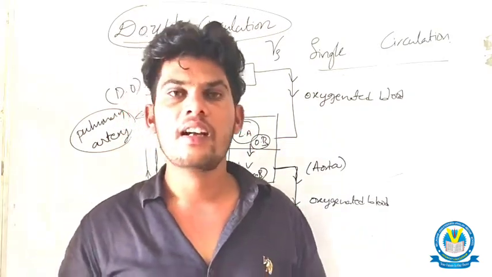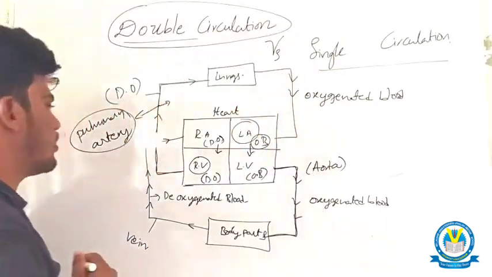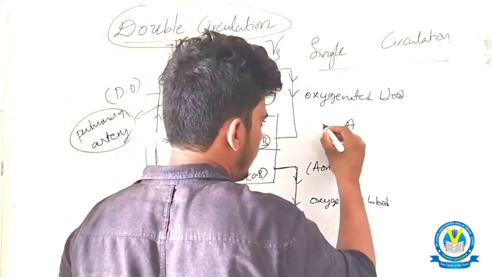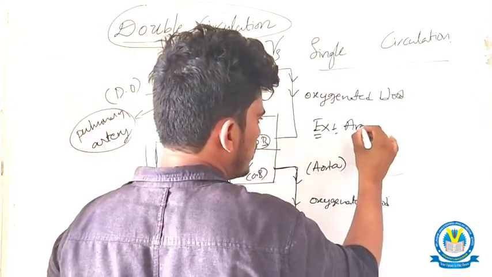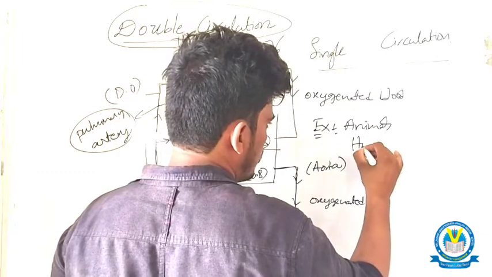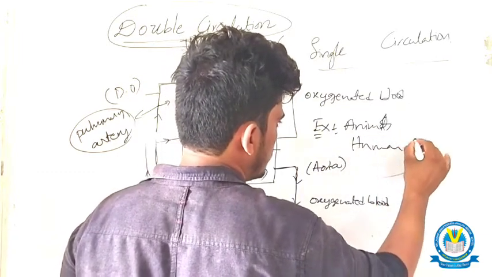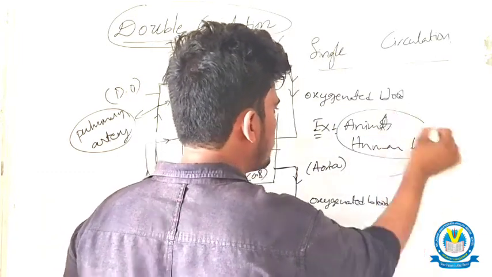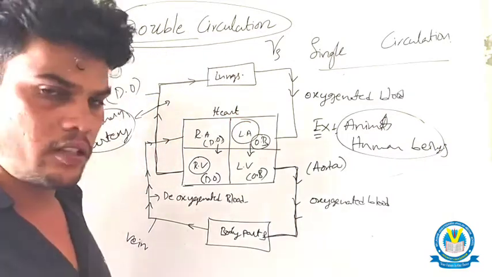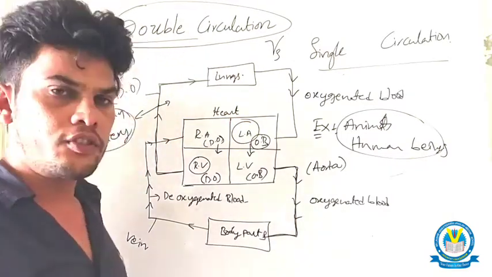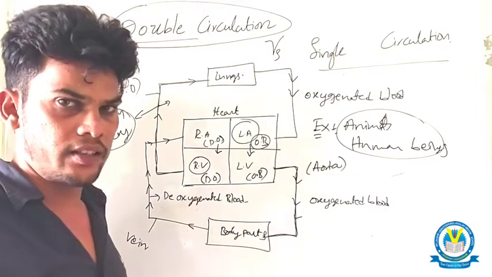Are you clear, dear students? This double circulation you can observe in animals and human beings. So these are examples of double circulation. I hope you understand. Let's discuss single circulation.